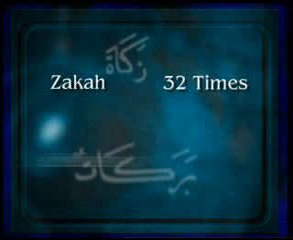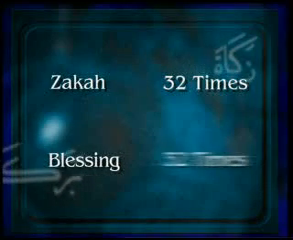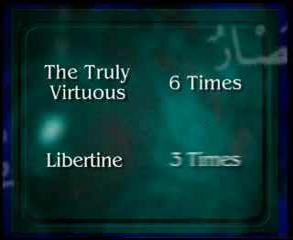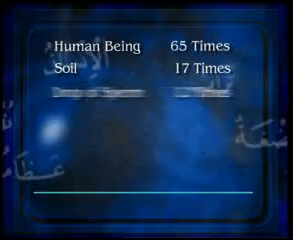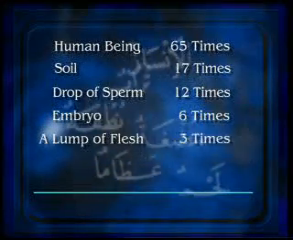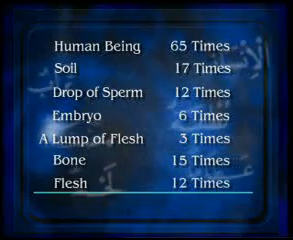The word faith, iman, without genitive, is repeated 25 times throughout the Qur'an, as is also the word infidelity or covering over the truth, kufr. The word zakah is repeated 32 times, while the number of repetitions of the word blessing is also 32. The expression the truly virtuous is used 6 times, but libertine is used half as much, i.e. 3 times. Human being is used 65 times. The sum of the number of mentions of the stages of man's creation is the same.